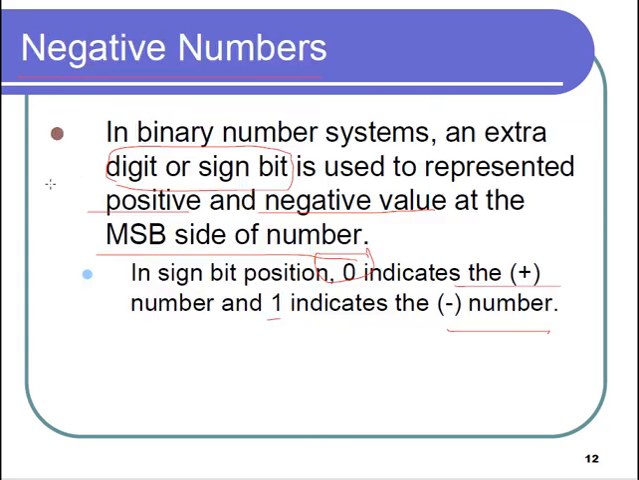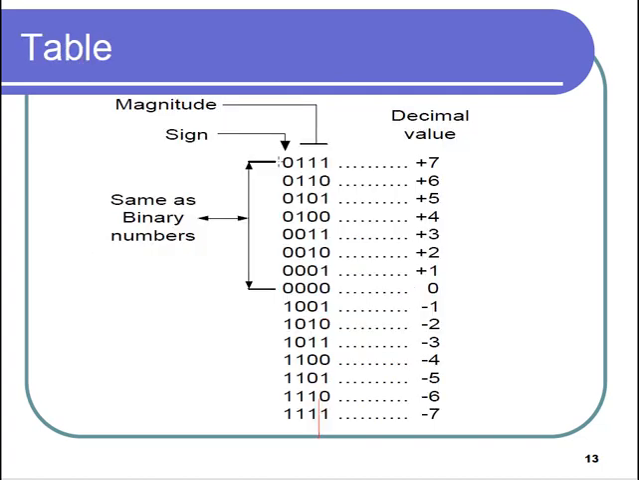So you see here, this is the negative numbers table. As told in the previous slide, 0 represents positive, and 1 is a negative value. So you can see here, 0111 represents the value of 7. Binary 0110 is a positive 6. 0101 represents positive 5, and so on until here.